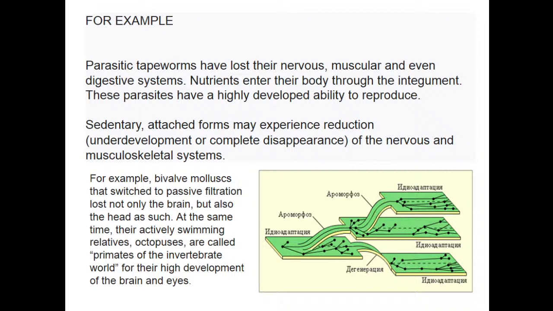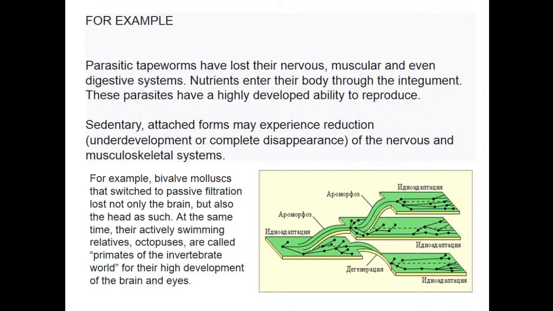For example, parasitic worms have lost their nervous, muscular, and even digestive systems. Nutrients enter their bodies through the integument. These parasites have a highly developed ability to reproduce. Sedentary attached forms may experience reduction, underdevelopment, or a complete disappearance of the nervous and musculoskeletal systems.